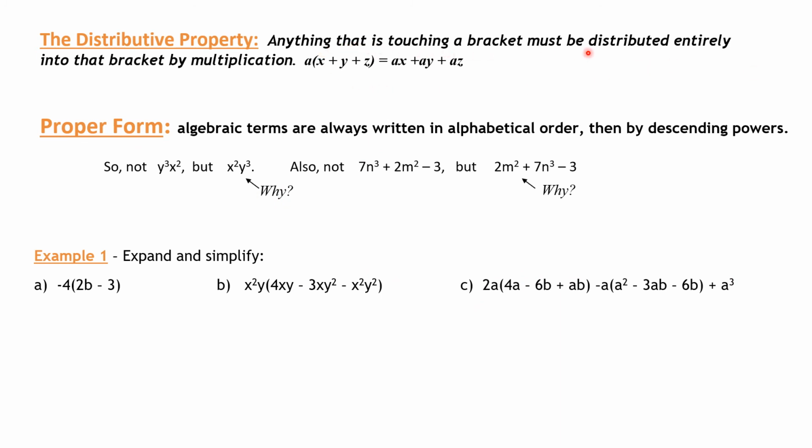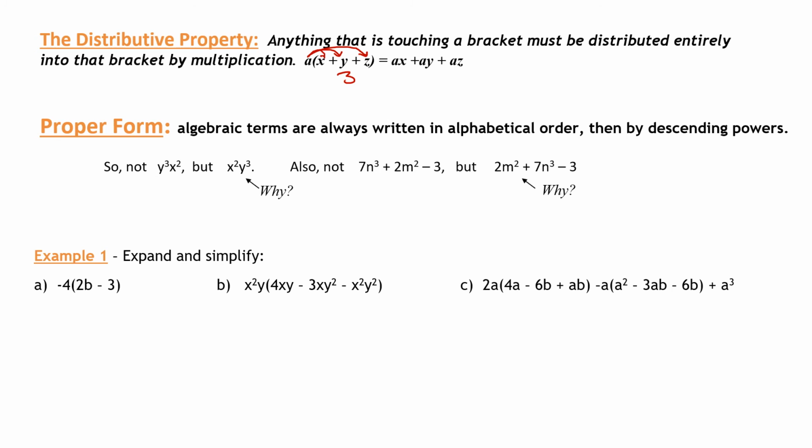Anything that's touching a bracket must be distributed entirely into that bracket by multiplication. So we take this a, we multiply it by the x. A times x is, of course, ax. Here we go. A times x, we do that first. And that gives us ax, and so on. The a is touching the bracket, so the a has to be multiplied into each thing inside the bracket. There's three things in there. It's a trinomial. So we should end up with a trinomial.